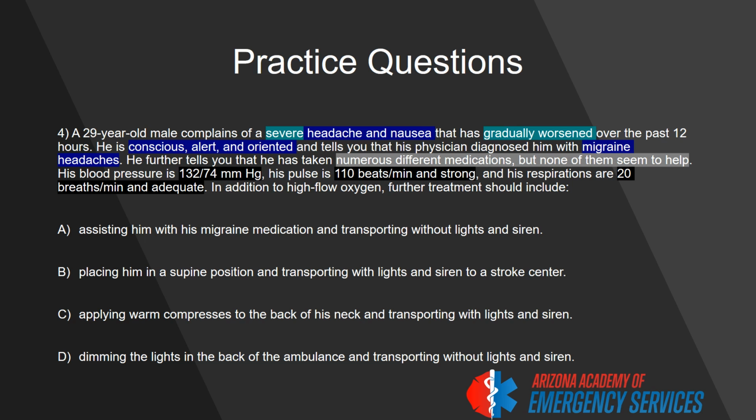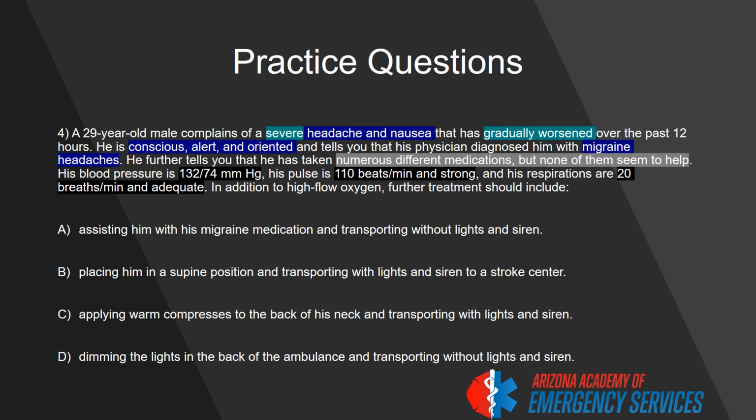So even just reading the first couple sentences of this question, we can pretty much already conclude that this is probably a migraine, unless I have any other information that comes to light in the rest of the question. This is probably what it is. He's probably experiencing another migraine, but we'll keep reading and assessing the information just to make sure.